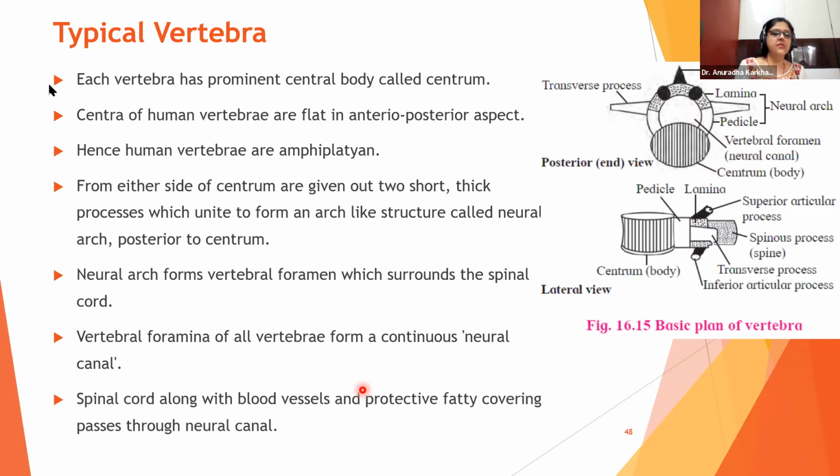Spinal cord along with blood vessels and protective fatty covering passes through the neural canal. So everything is going to pass through the neural canal. Very clearly you can see the cavity over here. Okay, so like this, one above the other, the neural canal will form, through which the spinal cord will go, along with blood vessels, and it's also going to have a fatty covering to pass through it. So can you imagine this?